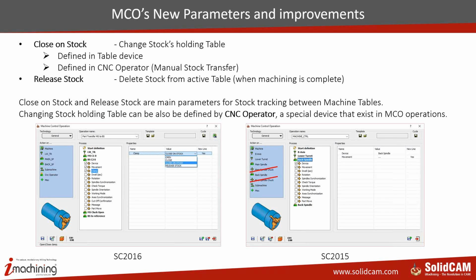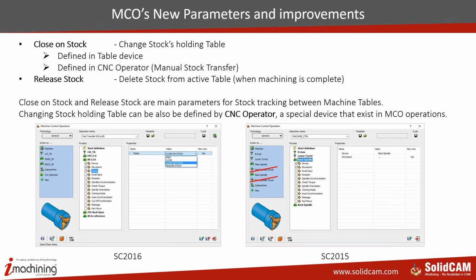So whatever you do, moving the back spindle, the part will track, or follow, the back spindle device now. There are two ways we can change the stock holding table. It can be defined through the table device, as I mentioned here with the back spindle, or it can be defined like a CNC operator, with the manual stock transfer.